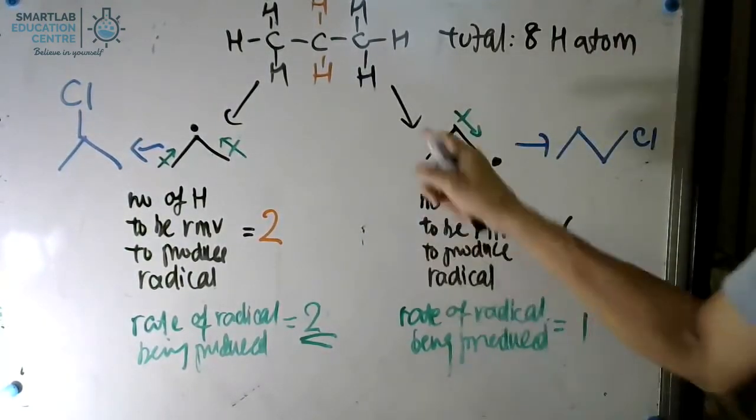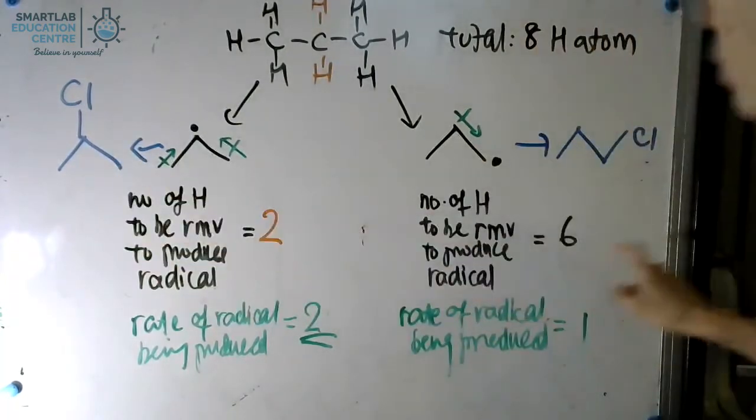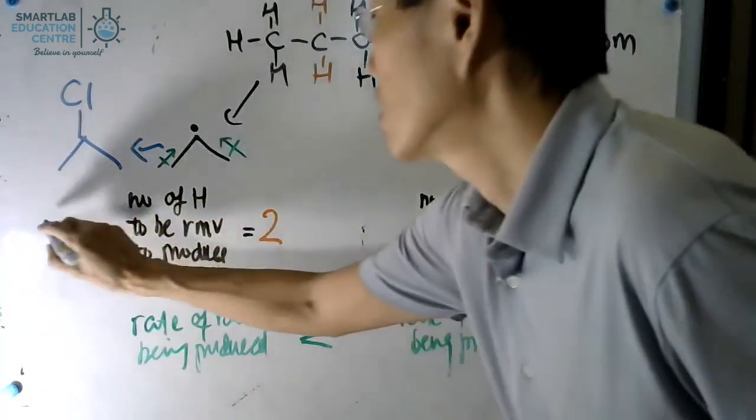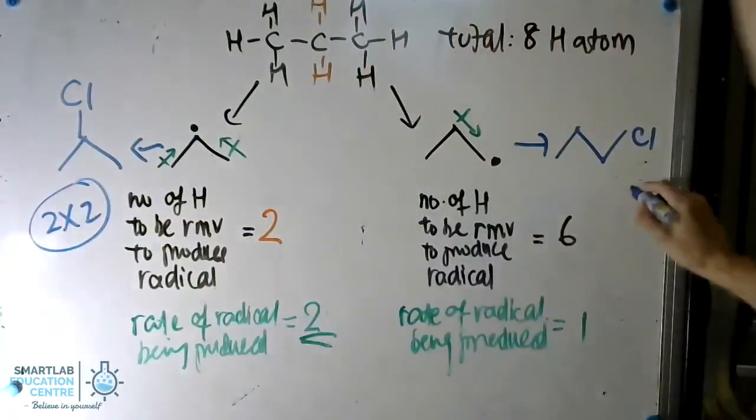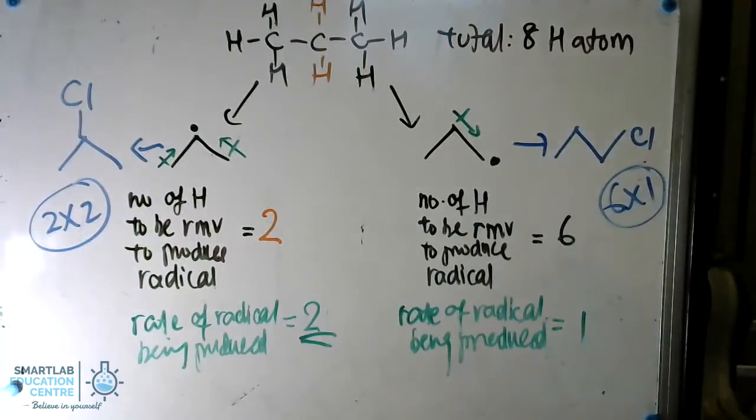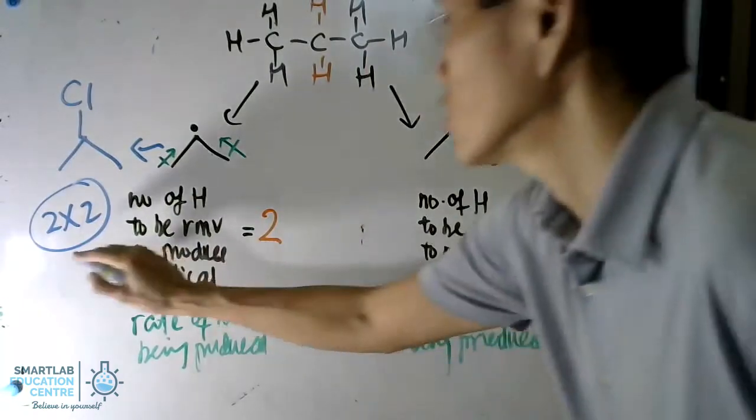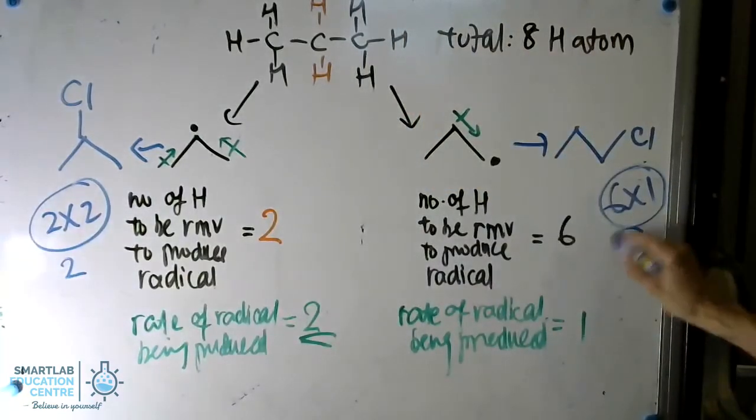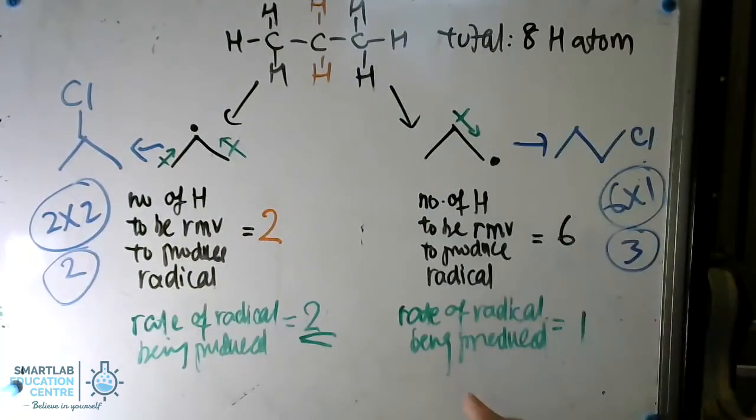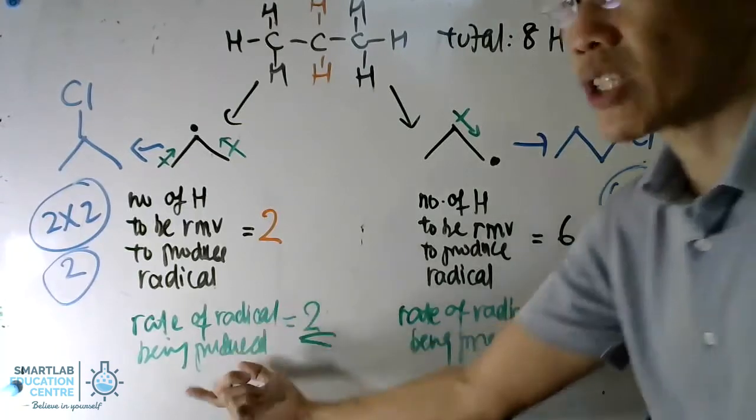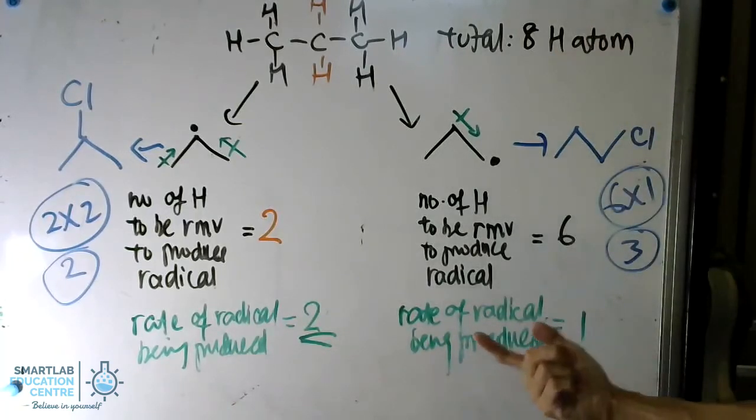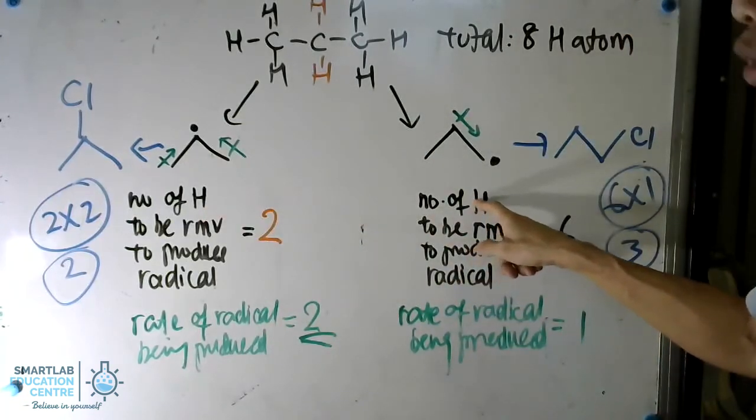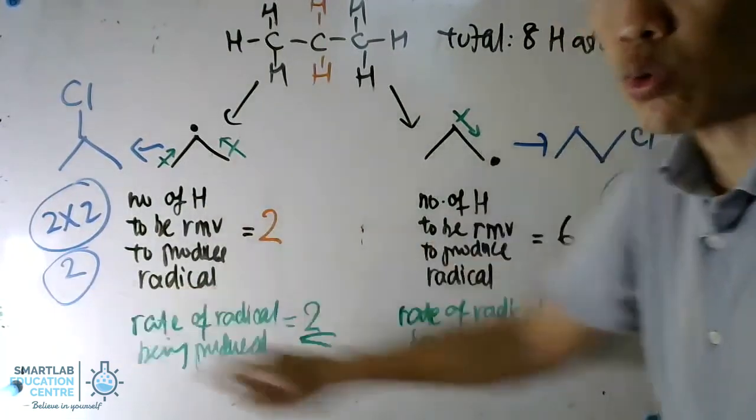Now to work out the ratio of the mono-substituted product, we will have to use 2 times 2. So this will be 2 times 2, and this will be 6 times 1. So hence, if you were to pare down the ratio, you will end up with 2:3. So the answer for this question now, if given the comparative rate at which this radical is produced, then the answer will be 2:3.